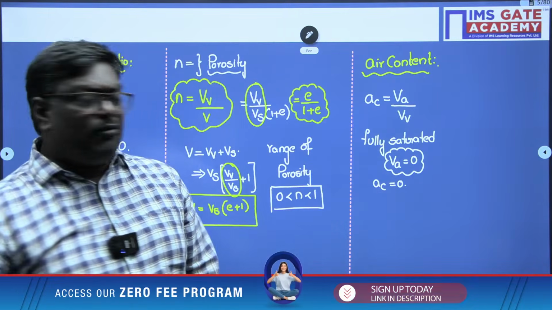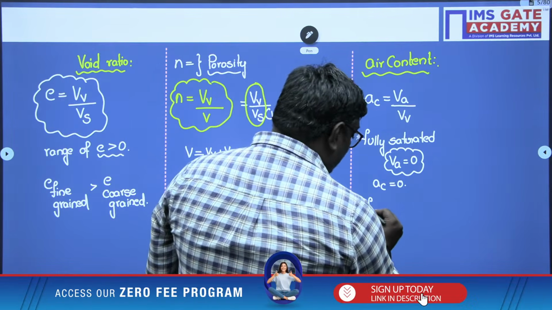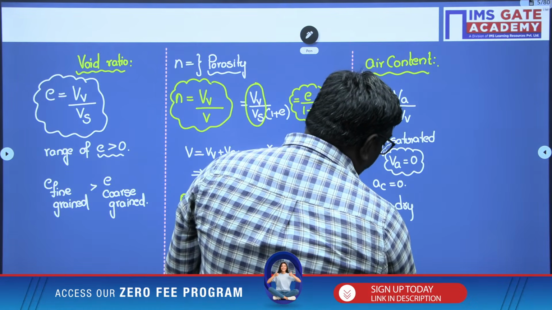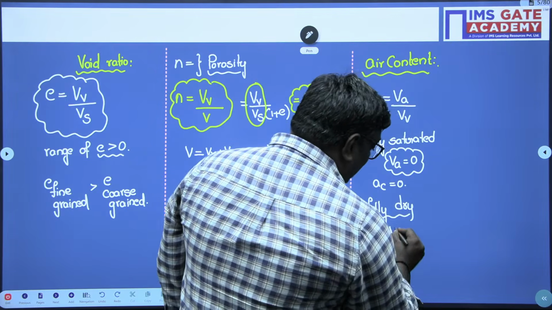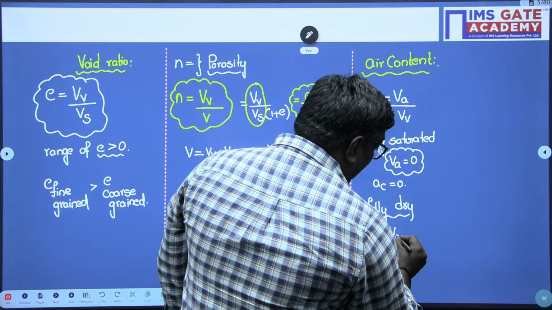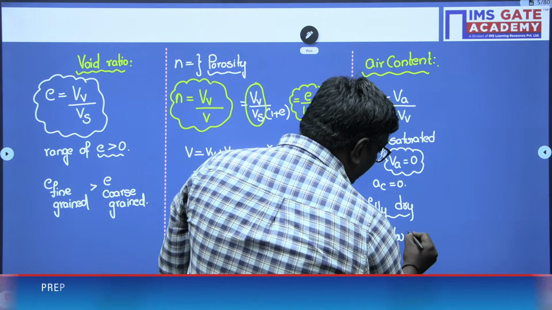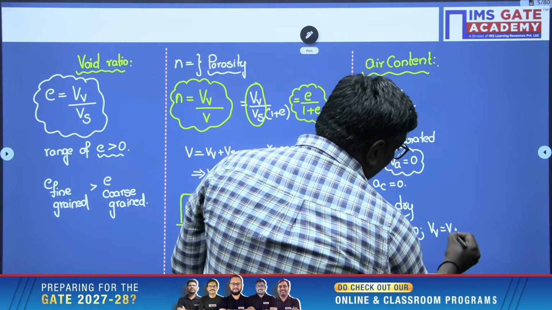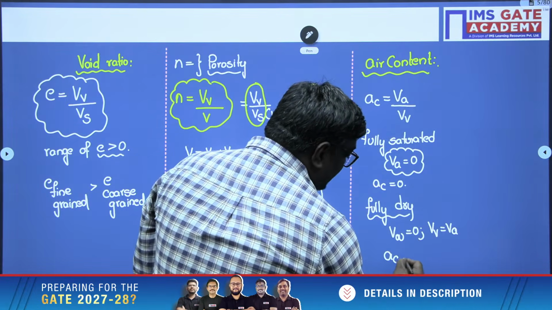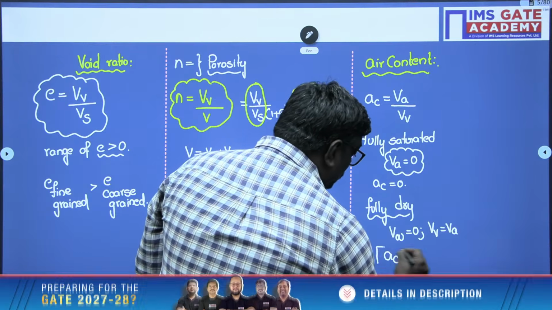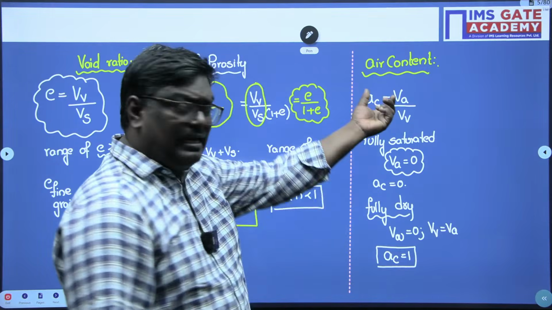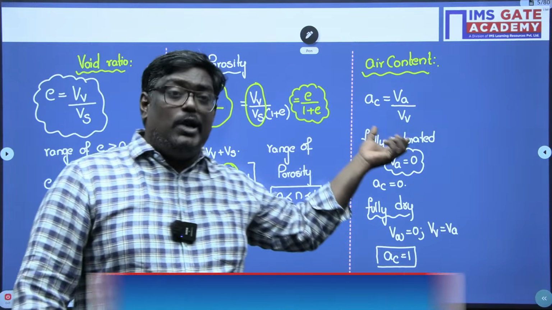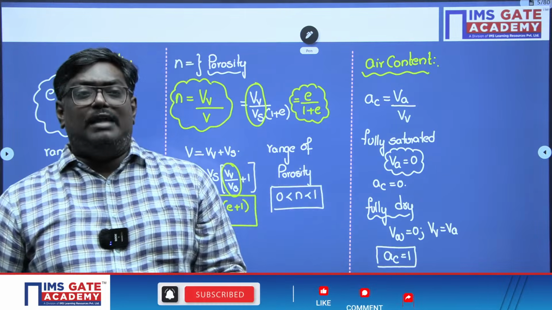But if you consider fully dry state, my dear student friends, what do you mean by fully dry state, sir? Here voids are completely filled with air. So volume of water will be 0, and volume of voids will be equal to volume of air. In this case, air content will be taken as 1. So remember, my dear students, air is a subset of voids. It can be equal to voids, but it cannot be more than voids.